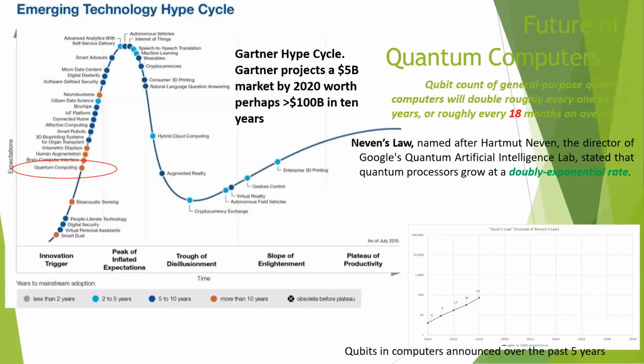These are the features of quantum computers. As we see in the graph, the number of qubits in computers in the last 4 years has increased drastically.